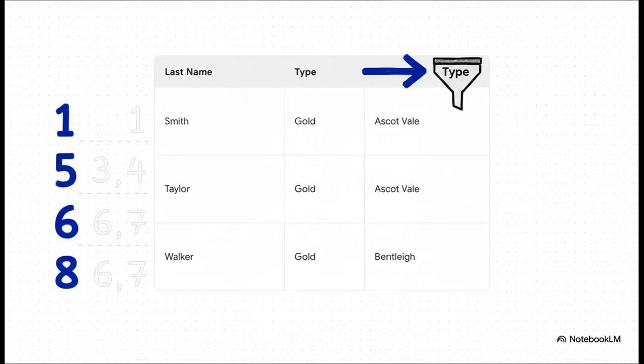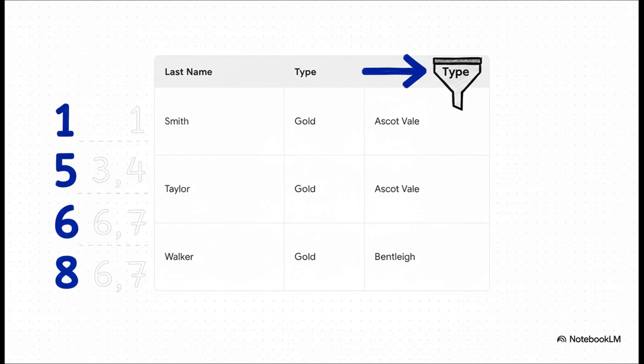And with just one click, bam, there they are. Now, what's really cool here are the visual clues that tell you a filter is active. See that little funnel icon on the type column header? That's your first hint. And now look at the row numbers over on the left. See how they're blue and they jump from 1 to 5 to 8? That's the program telling you that rows 2, 3, 4, 6, and 7 are still there.